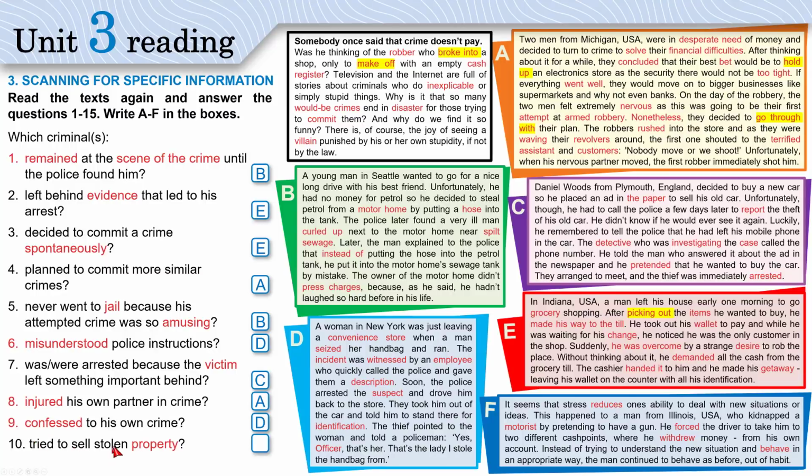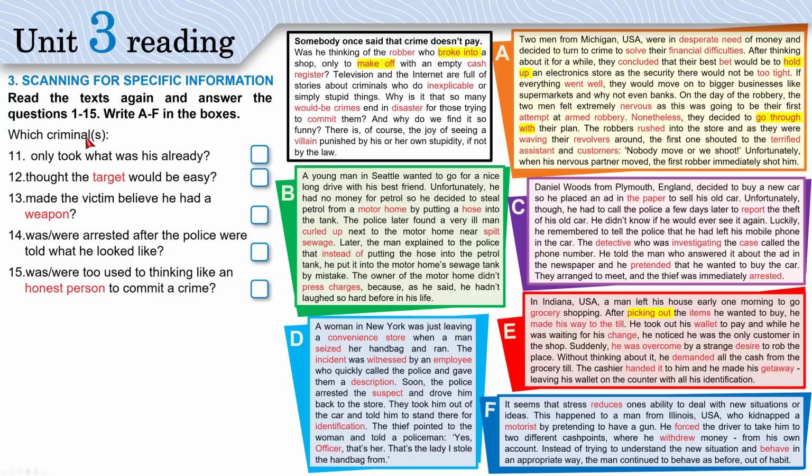Who tried to sell stolen property? Property is something that you own. That's C. He stole a car and then he tried to sell the car he stole. Which criminal only took what was his already? That's F. He withdrew money from his own account. Who thought the target, the object of attack, would be easy? That's A. They thought that they would steal the electronics store and move on to bigger businesses.